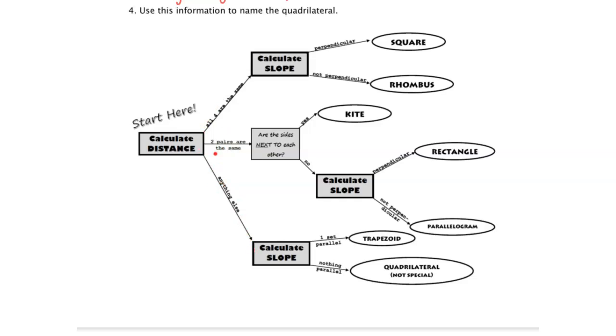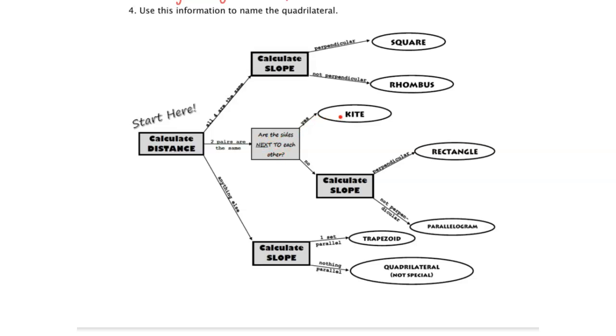So depending on which answer we get, for instance, if all four sides are the same, we're going to travel this route, and then we'll calculate the slope. After calculating the slope, you'll look to see, well, do I have any opposite reciprocal slopes? If you do, then you have something that's perpendicular and it's a square. If we do not, then it's not perpendicular and we have a rhombus. Same thing as a second example. If after calculating the distance, we have that two pairs of sides are the same, then you're asked, well, are these two sides next to each other?